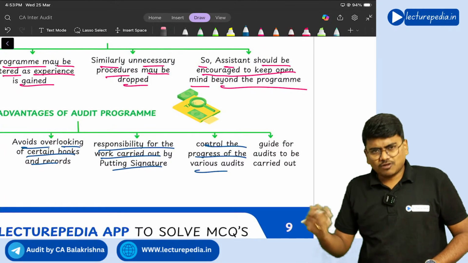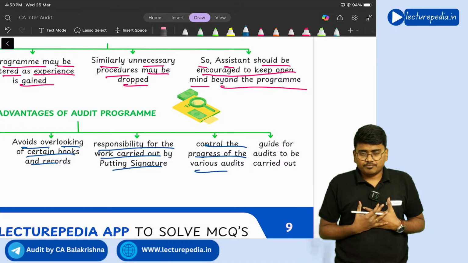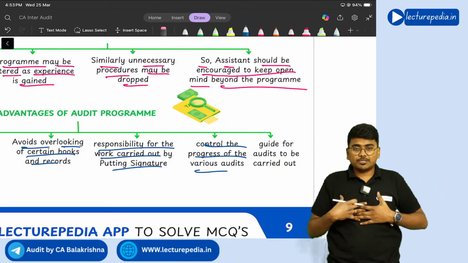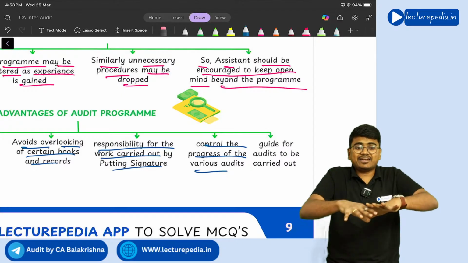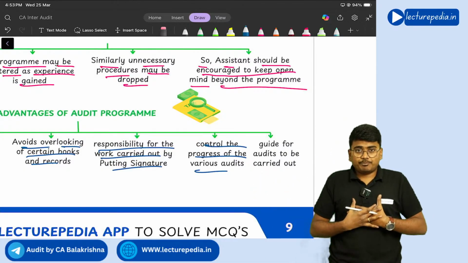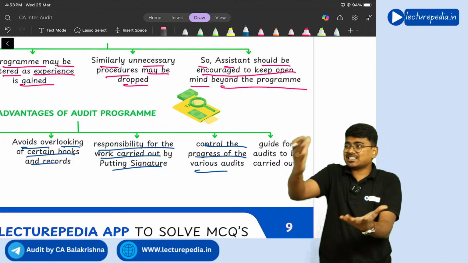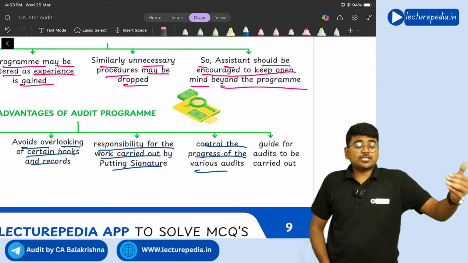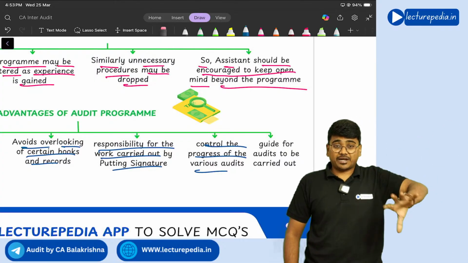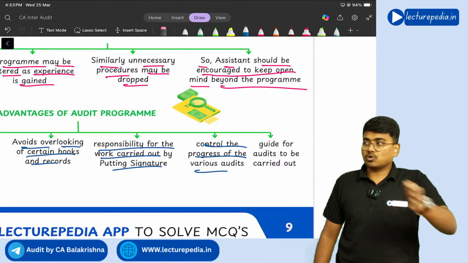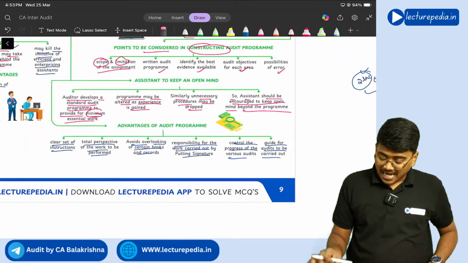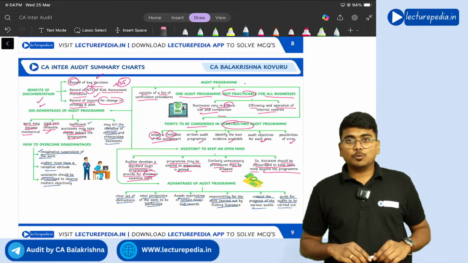Next, control the progress of various audits. The audit firm will be carrying out a number of audit engagements simultaneously. A particular audit partner, the principal, the chartered accountant, will be handling many audits simultaneously, with various teams working on each audit. So for the principal to check the status of each audit, by just seeing the audit programs of all the audits, he will get to know how much work is completed and how much is still pending. He can get that idea by going through the audit programs of all the audits, right? And a guide for audits to be carried out. All these are the advantages of the audit program.